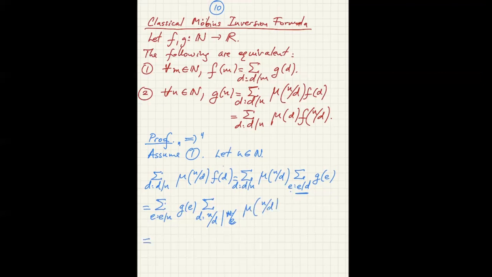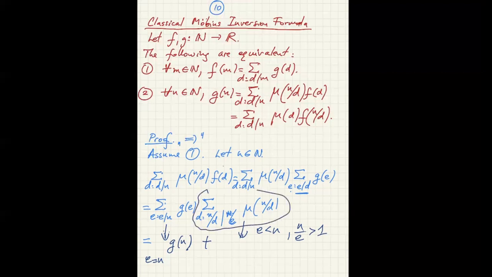Okay. And now from here, if I look at the sum over all e's, I peel off the e equals n term here. So I'm going to get g of n. And plus, for all the others, in this other sum here, e is going to be strictly less than n. So n over e is going to be bigger than 1. And from the first property of the classical Mobius function, this summation will be 0. So we end up with g of n.